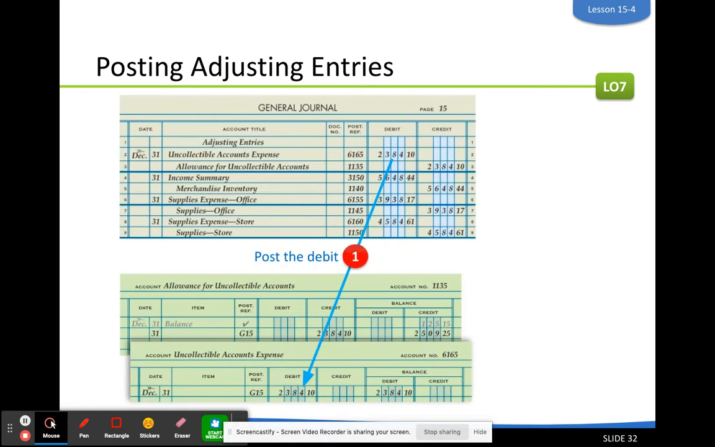So the posting of these is no different than the posting we've done for the last 12 chapters. But the key to it is that it's updating our account balances to be as accurate as possible before we create those financial statements.